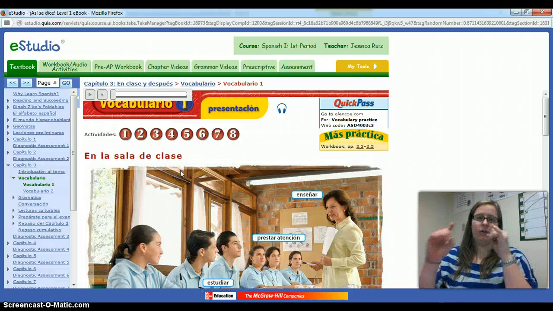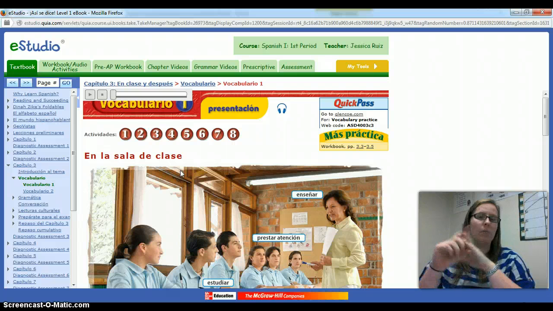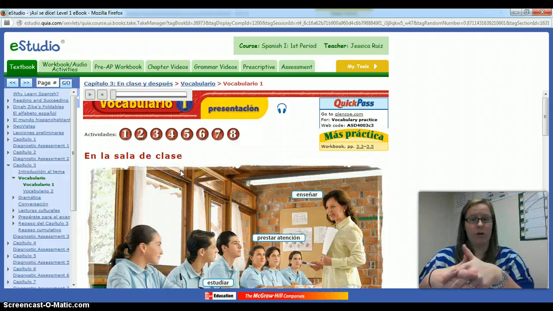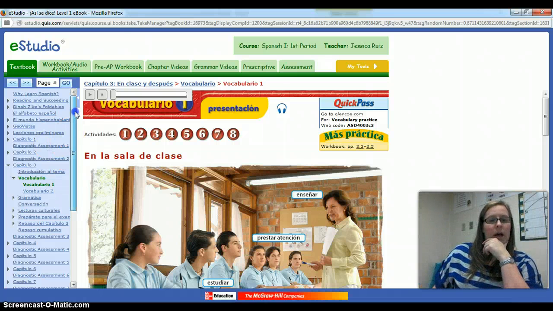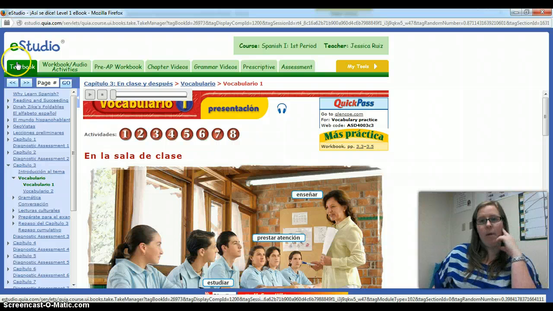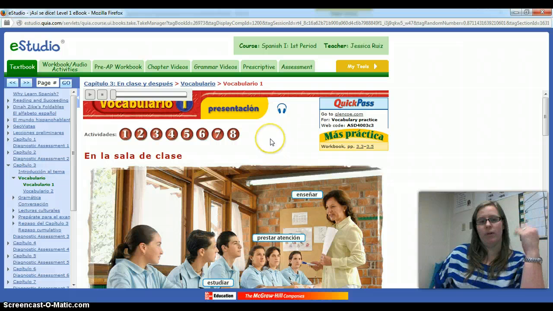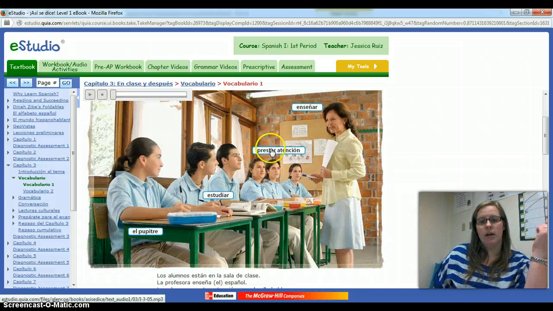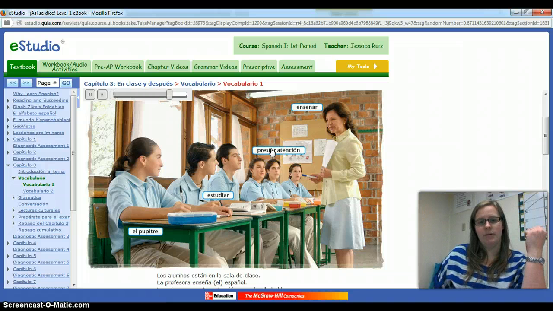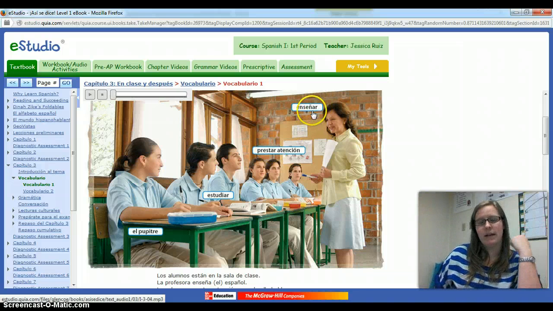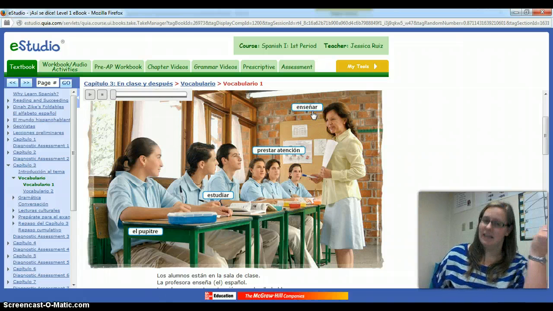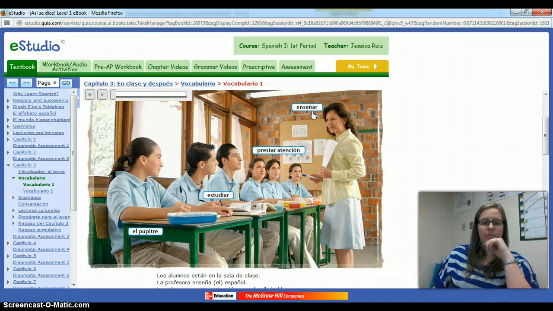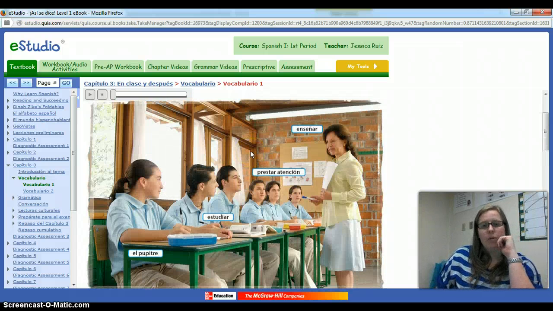Where do you look up the definition? So you should have a dictionary, wordreference.com, your physical book, or here you can see I'm on eStudio, in my virtual book. If you open the textbook, which is where I'm at, and then you go to chapter 3, vocab 1, that's the first one we're going to start with. And the thing I love about eStudio is it'll read to you. Prestar atención. So you know what the words sound like. You know that that's not enseñar, right? It's enseñar, it has that tilde over the ñ. So that's going to help you identify the vocab.